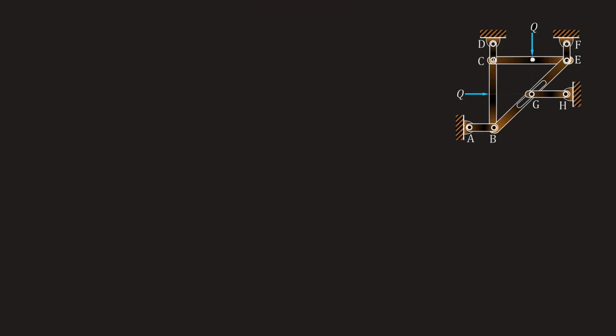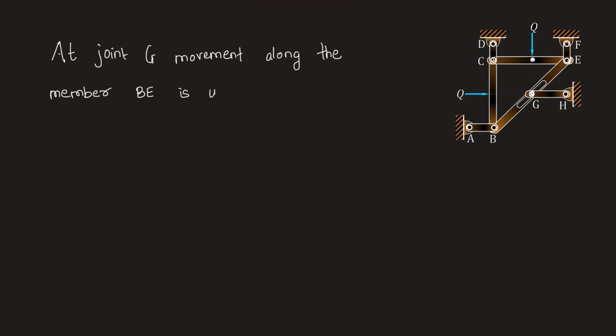Now, the load that is coming on BE, when it is being transferred to joint G, the direction in which this load will be transferred will depend upon the constraints at joint G. We can see that at joint G, movement along the member BE is unrestrained. That is, joint G can move along this direction. So whenever a joint allows movement of the member resting on it in such a direction, the reaction offered by the joint is always in the direction perpendicular to the movement. So reaction is offered in this direction.